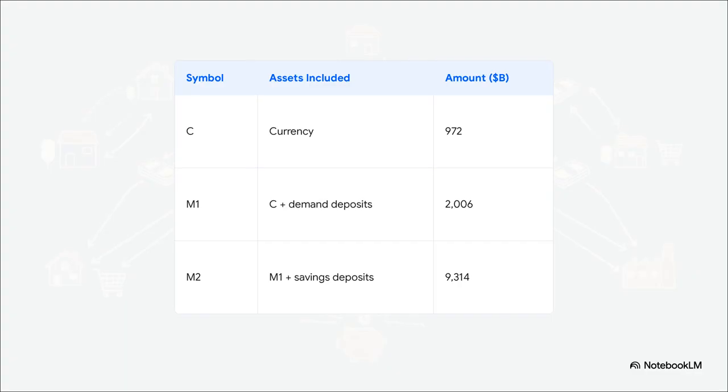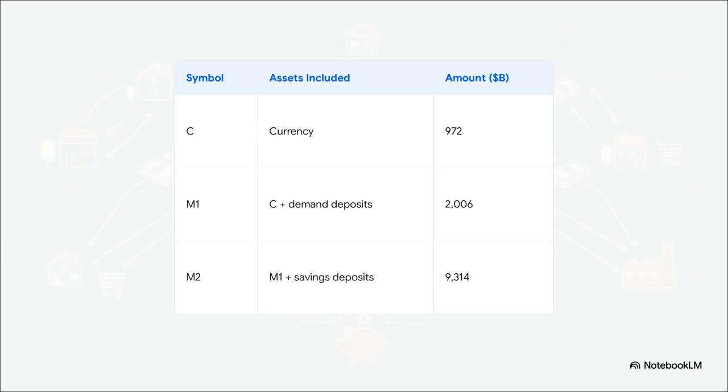We categorize it on a spectrum from the most liquid to the least. At the base, C is just your physical currency, the paper and coins in your wallet. Stepping up to M1, that adds your standard checking accounts. Then M2 broadens it out further by throwing savings deposits into the mix.